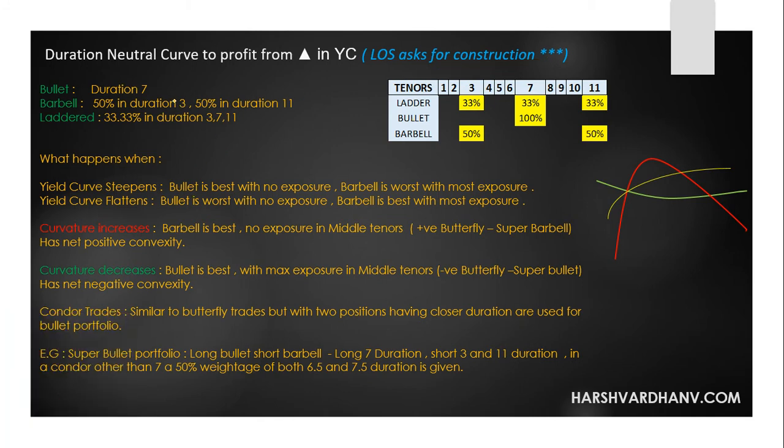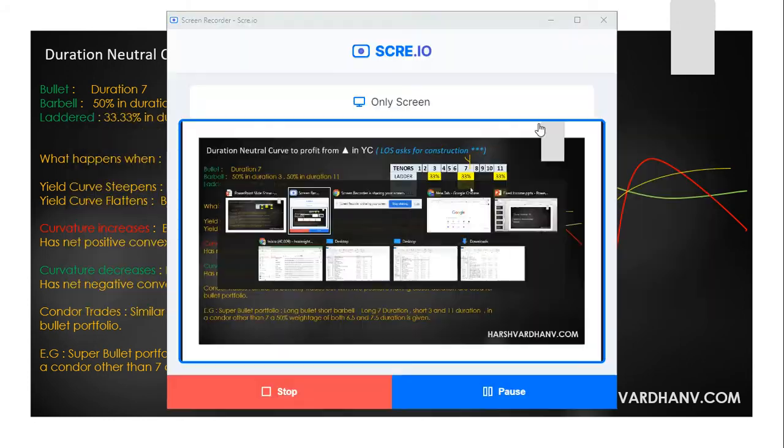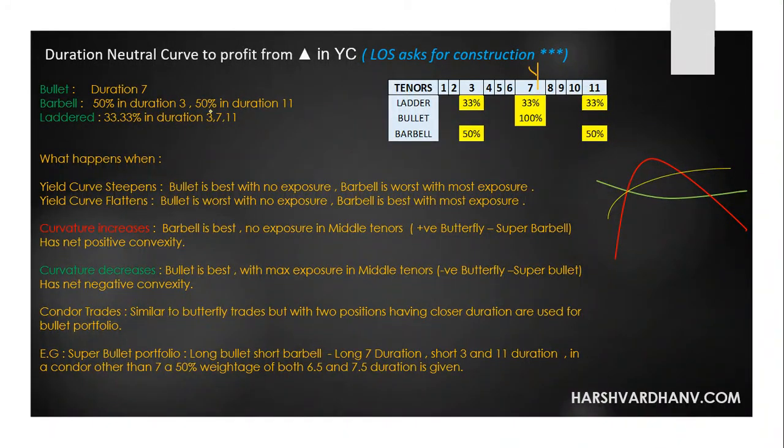So let's take a scenario wherein the bullet bond is concentrated 100% in the 7 year tenure, and the barbell is 50% in 3 year tenor and 50% in 11 year tenor, and the ladder is 33.3% in 3, 7, 11. The duration for all these bonds will be 7. See, for this the duration is 7 because it is in the seventh year bucket.